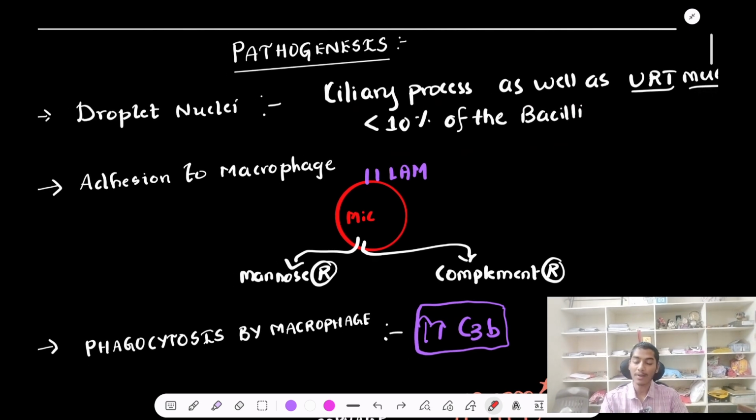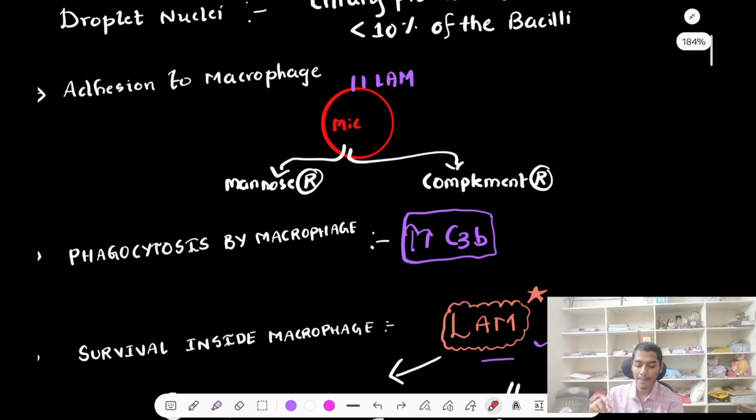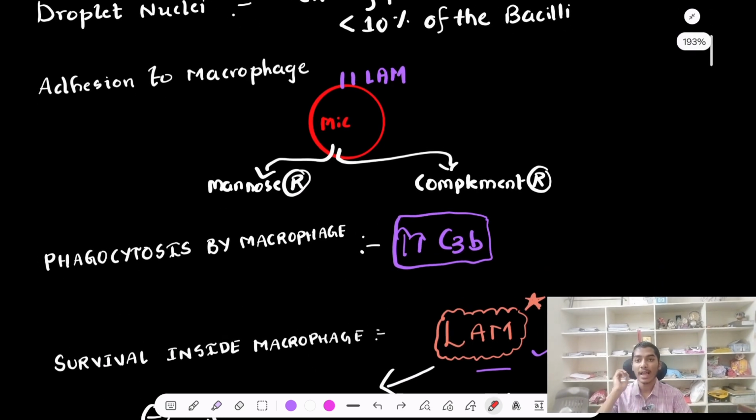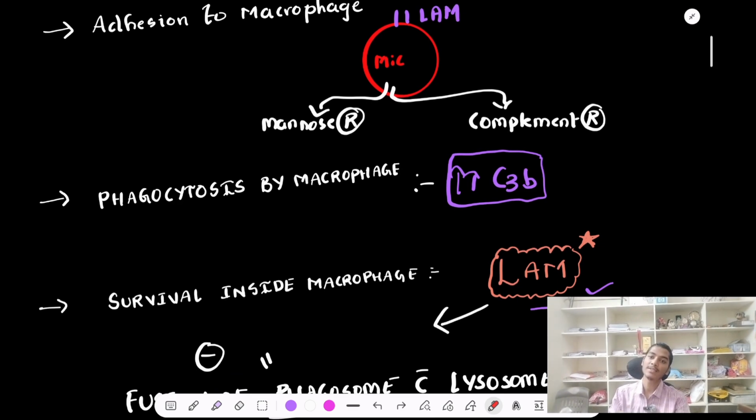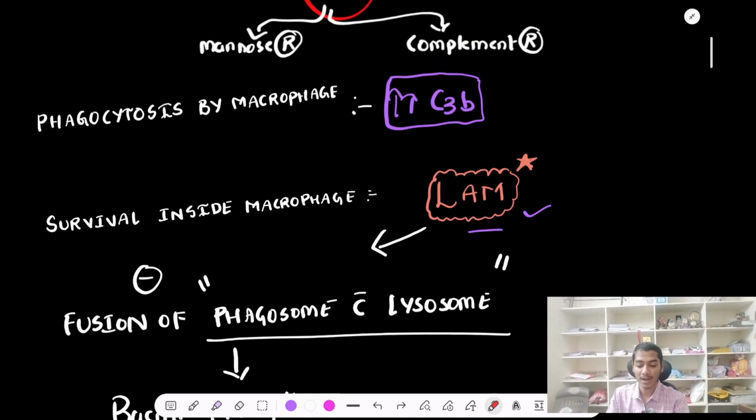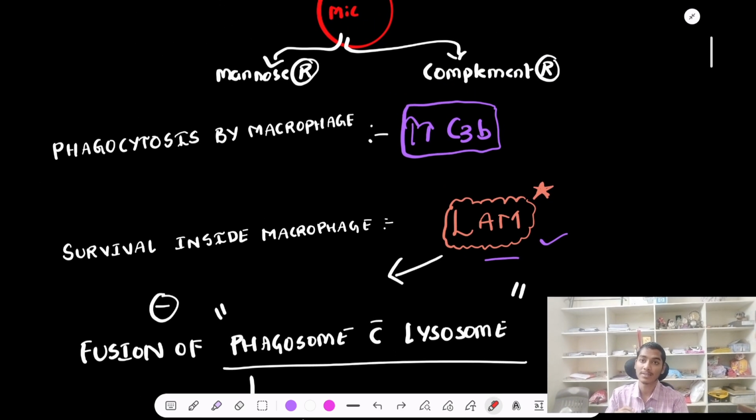After entering the alveoli, the next step is adhesion to the macrophage. This is mediated by the lipoarabinomannan, as mentioned here. This lipoarabinomannan attaches to two receptors, the mannose receptor as well as the complement receptor. The third step is the phagocytosis by macrophage, which is enhanced by the C3b. Then the fourth important step is lipoarabinomannan mediated survival inside the macrophage.